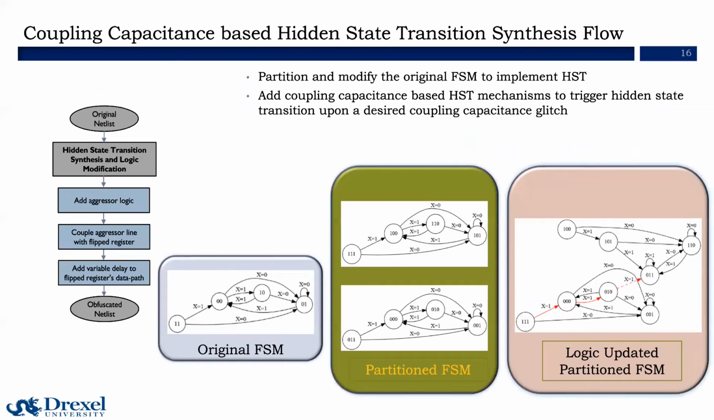The initial steps for a synthesis of coupling capacitance-based hidden state transition are similar to the general hidden state transition flow. The FSM is partitioned and modified using a SAT solver to accommodate for hidden state transition. They, however, differ in the triggering mechanism implementation. The triggering mechanism consists of 3 steps. 1, adding an aggressor logic. 2, coupling the aggressor line with the flip-flop. And 3, adding variable delay to its data path.